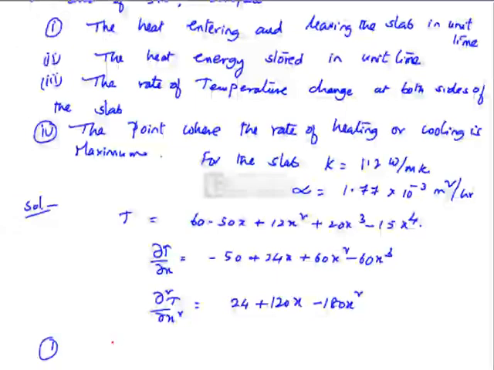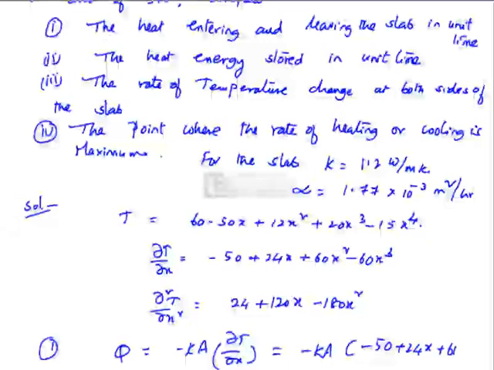First is Q, the rate of heat entering or leaving the slab in unit time, for which I have to use the Fourier law: minus Ka dou T by dou x, that is minus Ka times minus 50 plus 24x plus 60x square minus 60x cube. If we substitute dou T by dou x at x is equal to 0, we will get the heat entering the slab. If you substitute x is equal to 0.5, that is the width of the slab, we will get the heat leaving the slab.